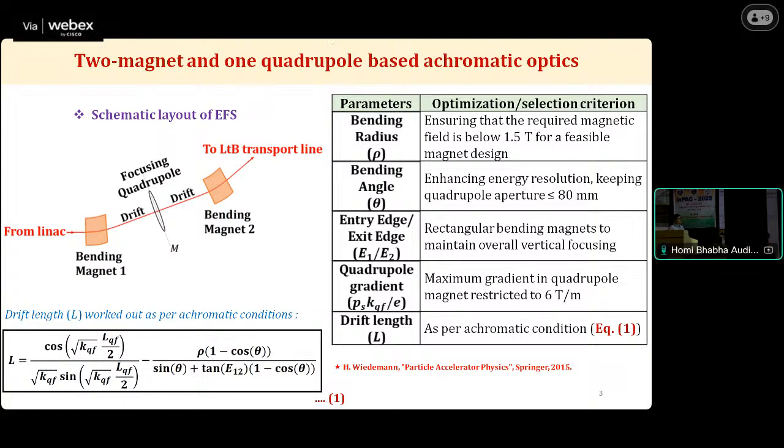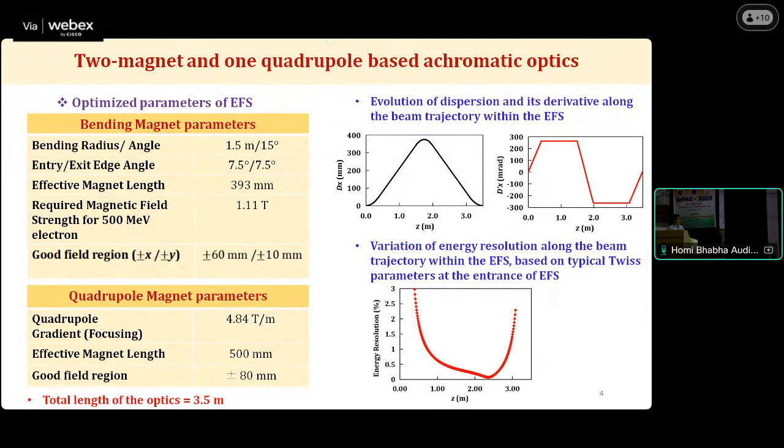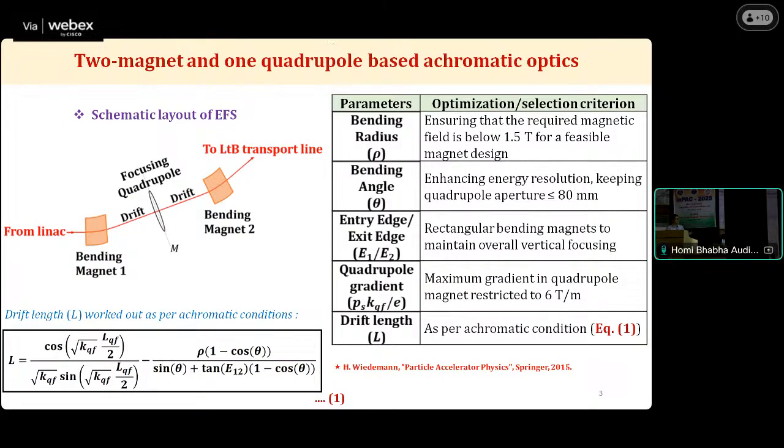These are my optimization criteria. The bending radius is kept sufficiently large so that we have a feasible magnet design. Same goes with the different parameters. For example, the quadrupole gradient we have restricted to 6 Tesla per meter. Drift length we have obtained as per the achromatic condition that we have worked out. I would like to mention that there is an additional important parameter for the design of any energy filtering system, which is its energy resolution. It has been taken care that the energy resolution be very high, which should be less than 0.1%. These are my optimized parameters of the energy filtering system based on these optimization criteria.